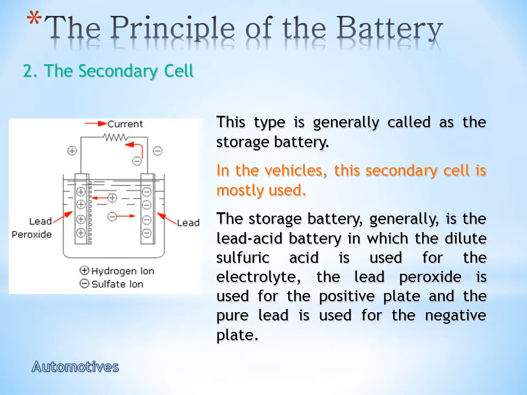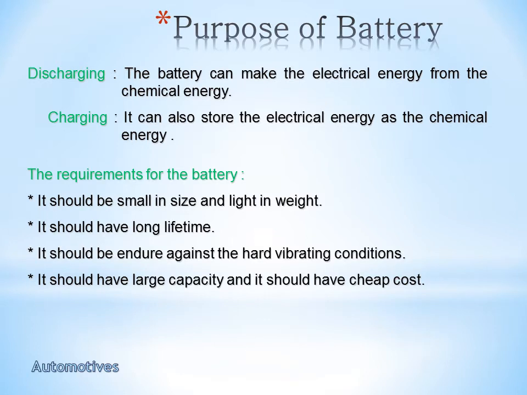The battery secondary cell. This type is generally called as the storage battery. In the vehicles, this secondary cell is mostly used. The storage battery generally is the lead acid battery, in which the dilute sulfuric acid is used for the electrolyte, the lead peroxide is used for the positive plate, and the pure lead is used for the negative plate. The purpose of battery. In discharging, the battery can make the electrical energy from the chemical energy. In charging, it can also store the electrical energy as the chemical energy.